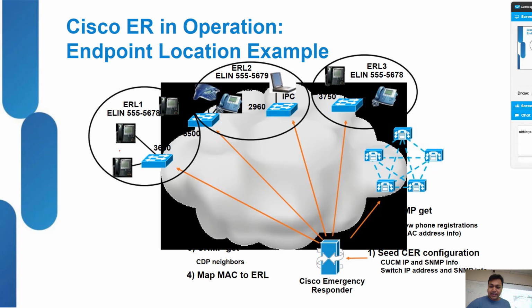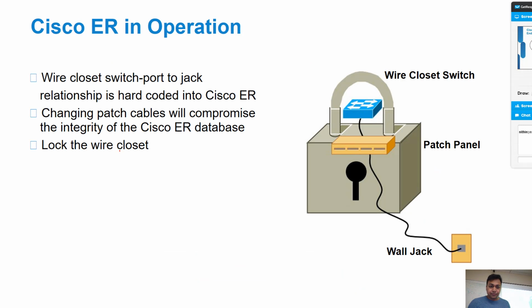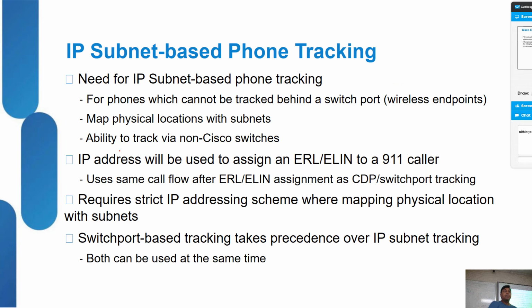So here are a couple of examples. Because you know your wiring closet, you know exactly which port goes where, right? Because everything is mapped, right? Also subnet. You use the subnet to decide where the phone is coming from. Building 1 could be one subnet, building 2 could be a different subnet, building 3 could be a different VLAN.